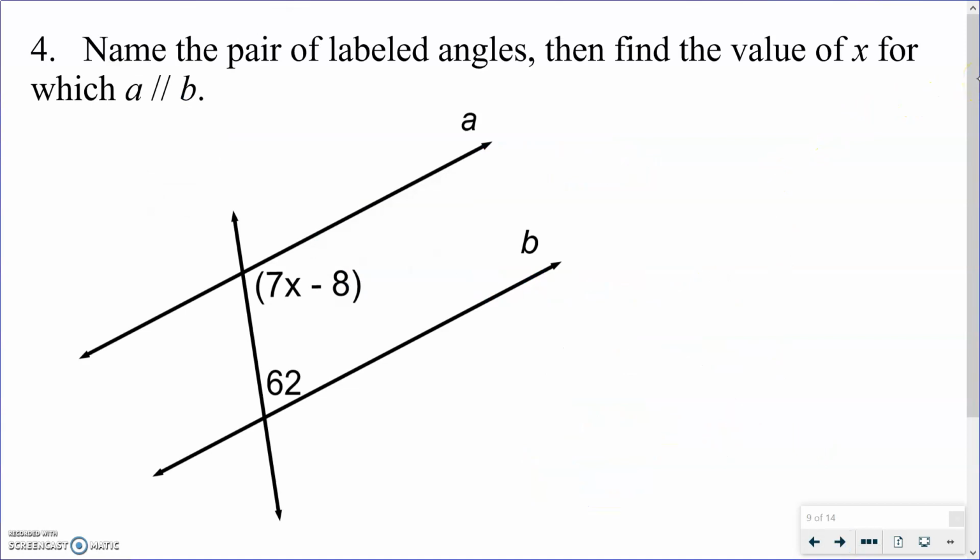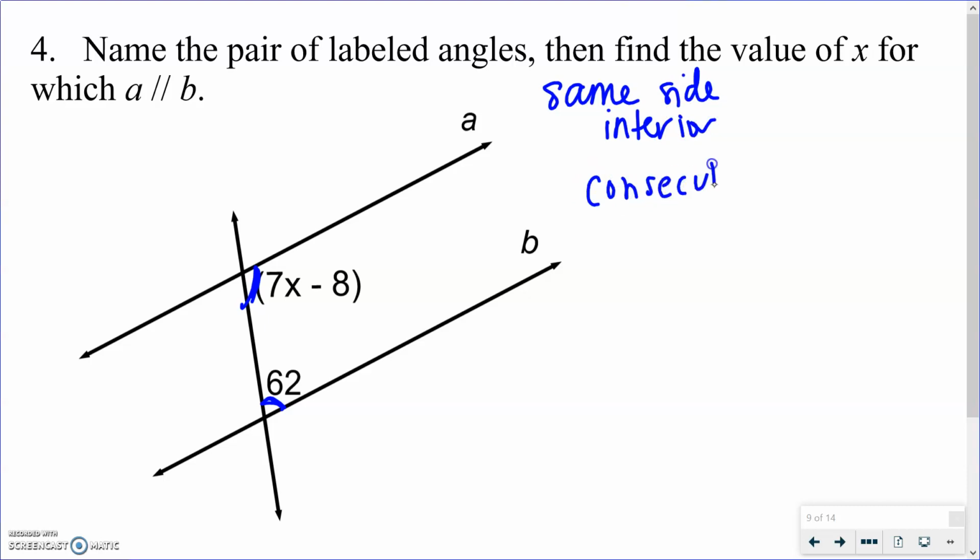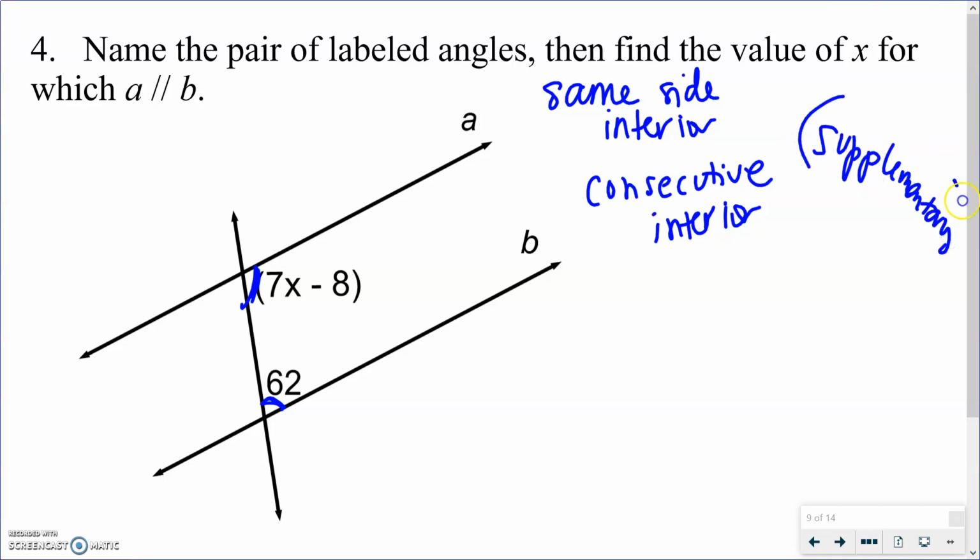Okay, again, we're going to be looking at the relationship of the angles here. So we have this angle and this angle. Okay, those are same side. They're on the same side of the transversal and they're interior to the two lines. So they are same side interior or consecutive interior angles, which means they are supplementary. Sorry, they're supplementary. I'm just writing that because they're the one type that we're going to talk about that are not congruent.